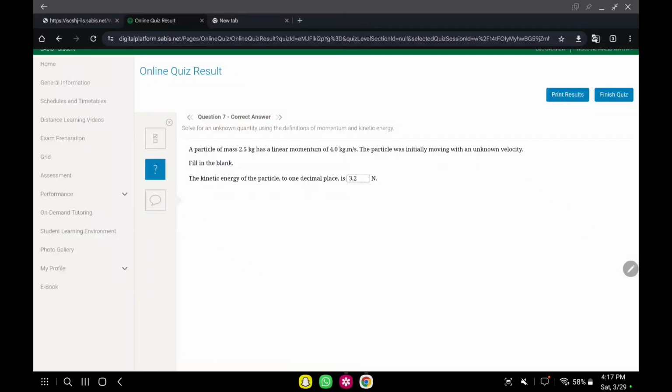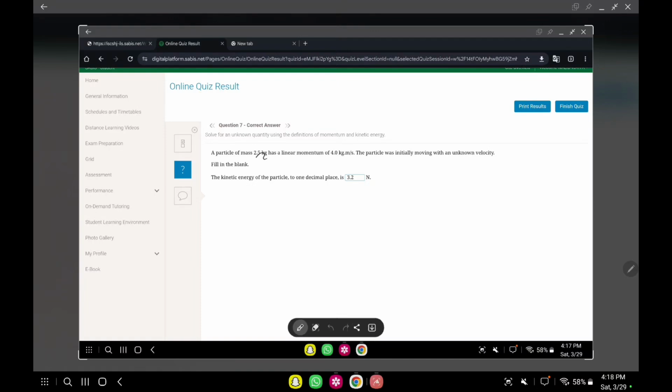Okay, question 7. A particle of mass 2.5 kilograms, very nice, they gave us the mass, has a momentum of 4 kilogram meters per second. So they gave you the p value. They said it's moving with an unknown velocity. What is the kinetic energy? To find kinetic energy, it's half mv squared. So I need this velocity.